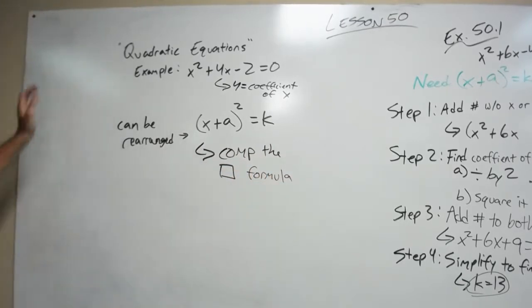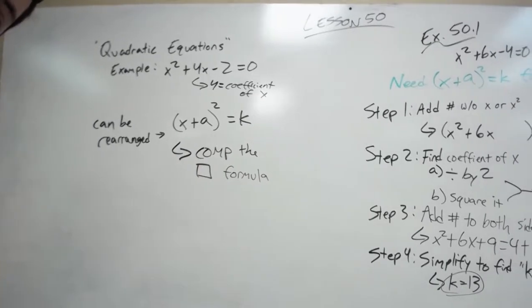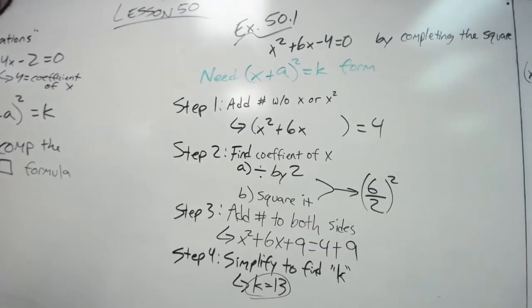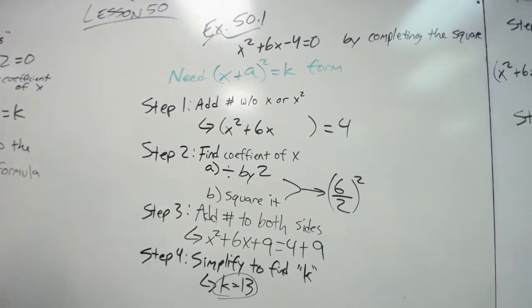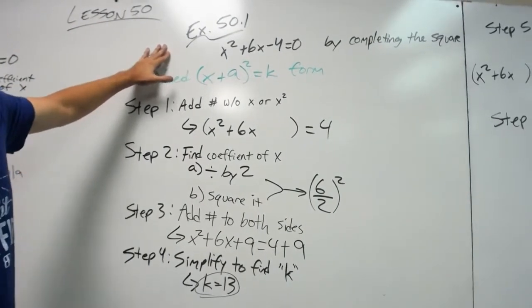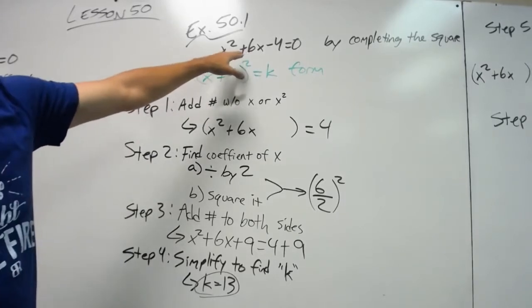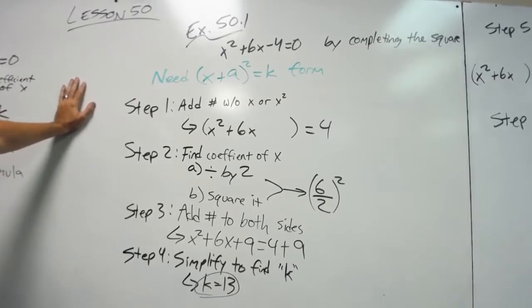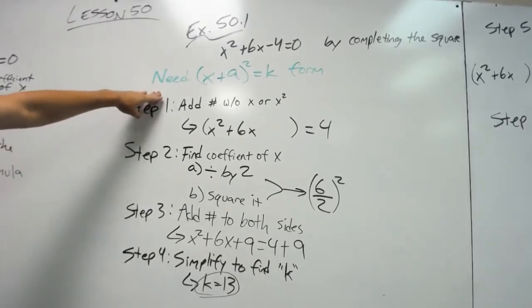To solve these problems, I'm going to divide it into steps because they are a little bit trickier. The math isn't difficult, it's just remembering the steps and how to follow them. In example 50.1, it says solve x squared plus 6x minus 4 equals 0 by using completing the square. There are other ways to solve these in the future, but we do need to know completing the square for other lessons as well. Like we said, we need it in x plus a squared equals k form. So I divided this into steps.